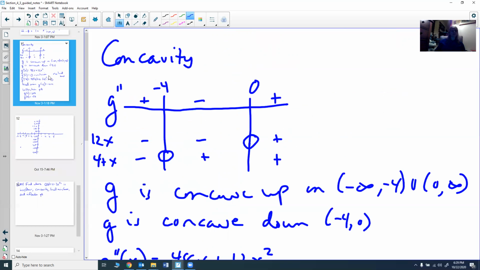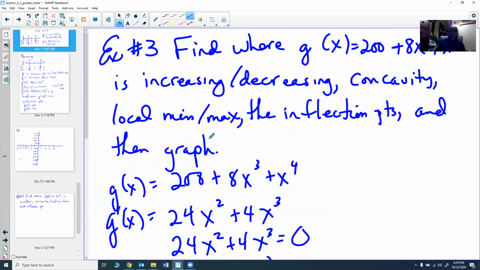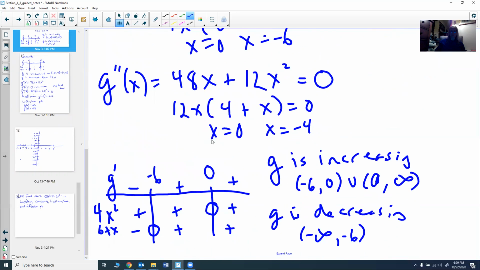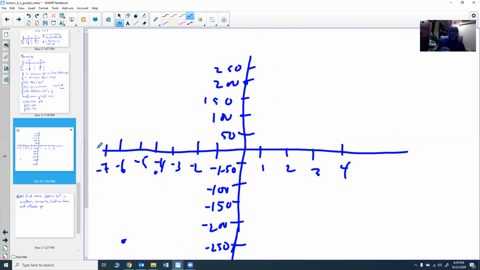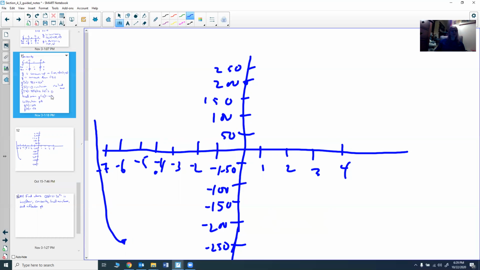So let's go back and look to see where we said we were decreasing. We're decreasing from negative infinity to negative 6. We're increasing everywhere else. Okay, so we can now look at this and say we're decreasing from negative infinity to negative 6. That's where we had our minimum. Then we were increasing. By the way, let's look at our concavity.